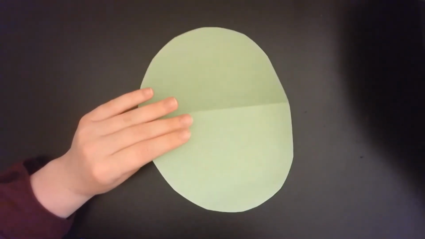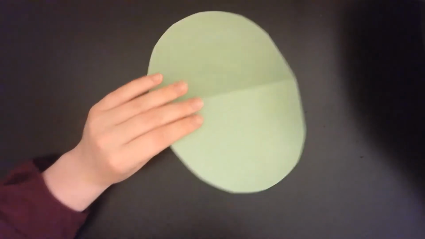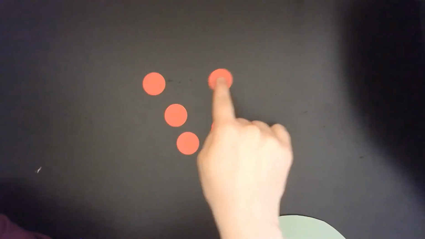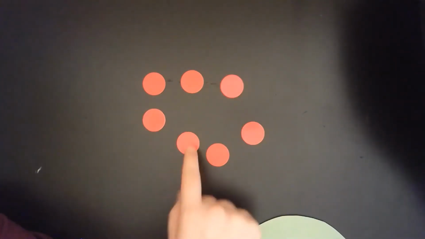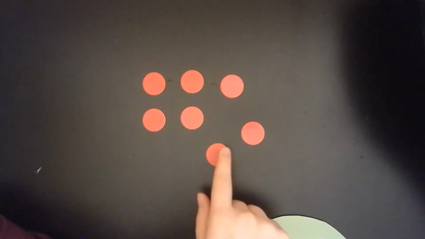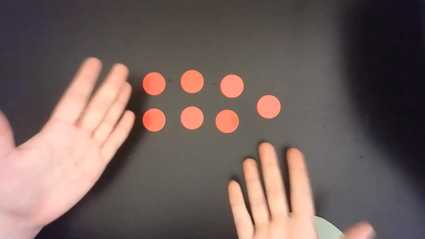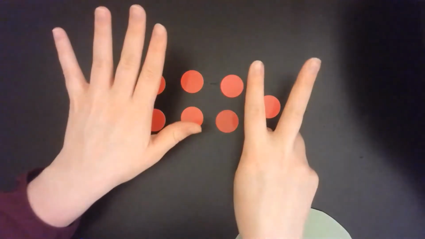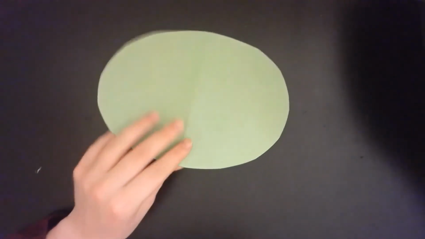All right, let's see. Are you ready? We're going to count it out. I added 2. We now have 1, 2, 3, 4, 5, 6, 7. We now have 7 counters. So that means 5 plus 2 equals 7. Good job. Now, I'm going to keep the 7 underneath the paper.